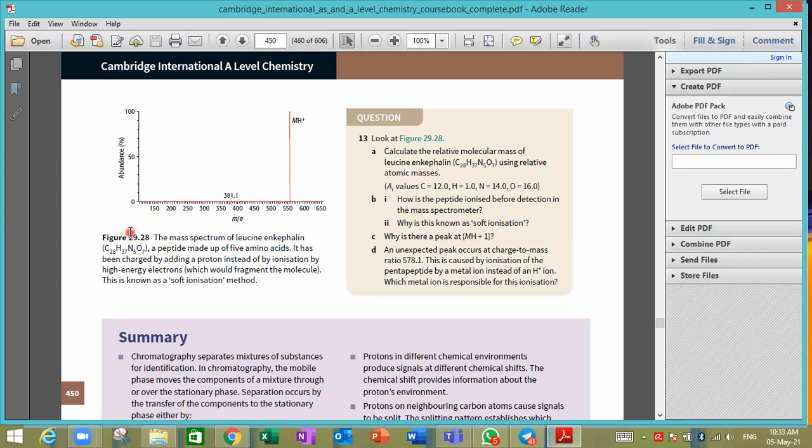Miss, what's soft ionization? Where is this soft ionization? I don't know if it's needed, but it's in figure 29.28. No, last.